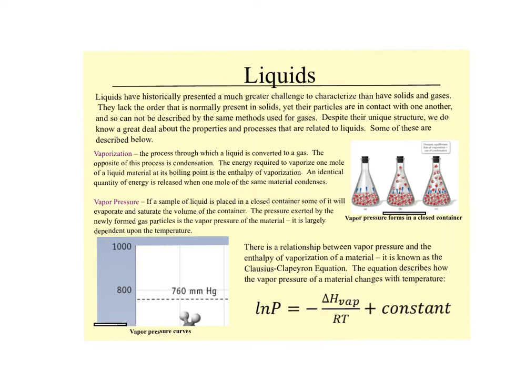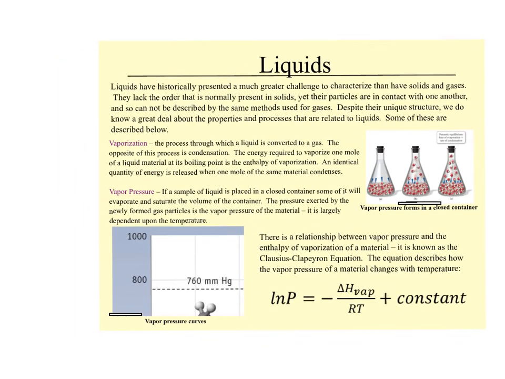One of them is called vaporization, and that's how the liquid gets converted into a gas. It goes from a liquid to a gas through vaporization. The opposite of that would be condensation. The energy it takes to vaporize 1 mole of liquid at its boiling point is called the enthalpy of vaporization. It's down here in the Clausius-Clapeyron equation that we'll talk about in a second, that delta H of vaporization. That's that amount of energy. An identical quantity of energy is released when 1 mole of the same material condenses. So the opposite of the delta H of vaporization is the delta H of condensation, and it has an opposite sign.